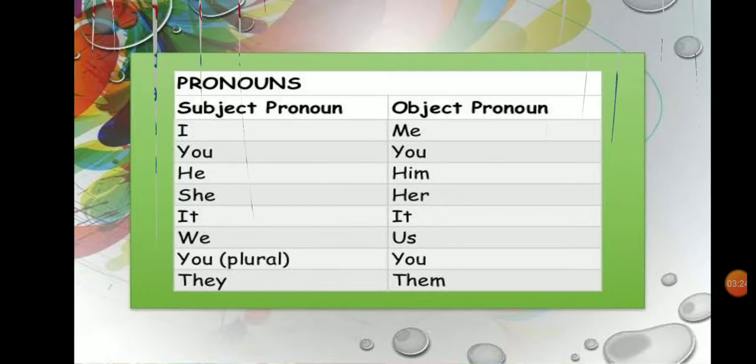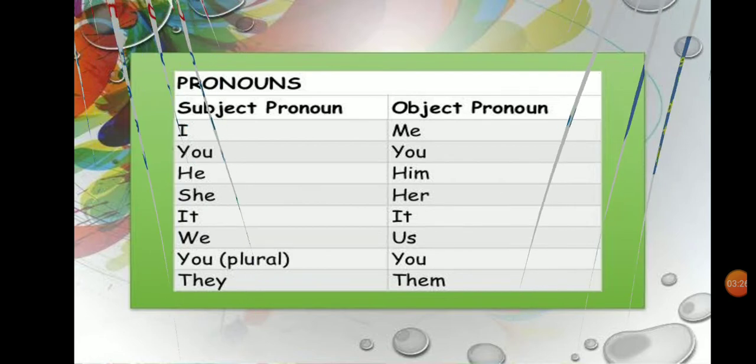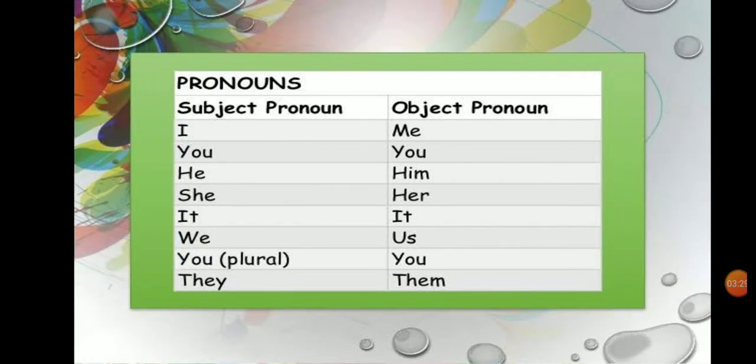Let's see. Here are some pronouns that we use and you should learn, because we need them when we change any subject into a passive voice object. I will become me, you will be you, he will become him, she will become her, it will be it, we become us, you, they will become them. So according to this format we change pronouns when we change our sentence into passive voice.